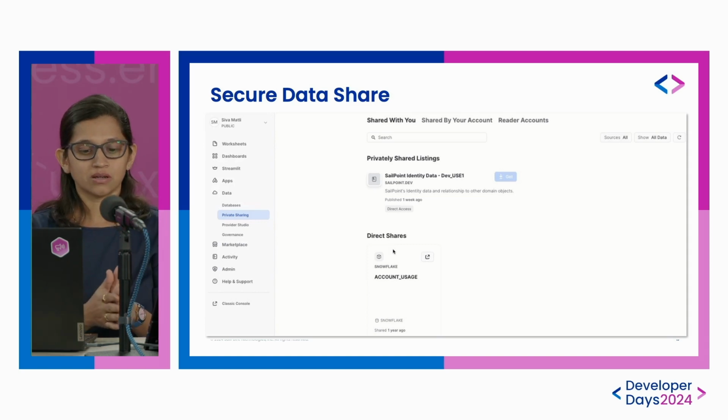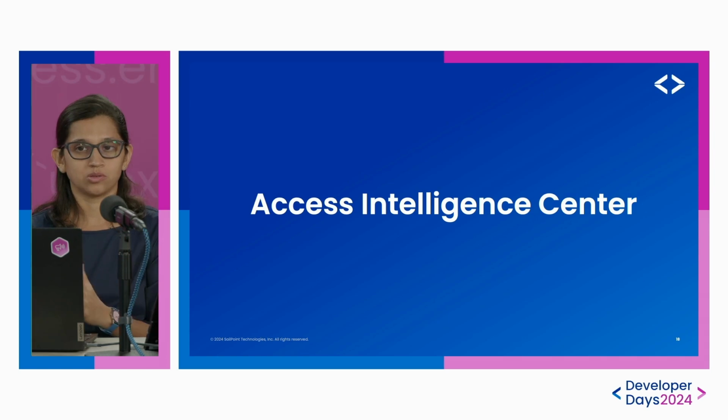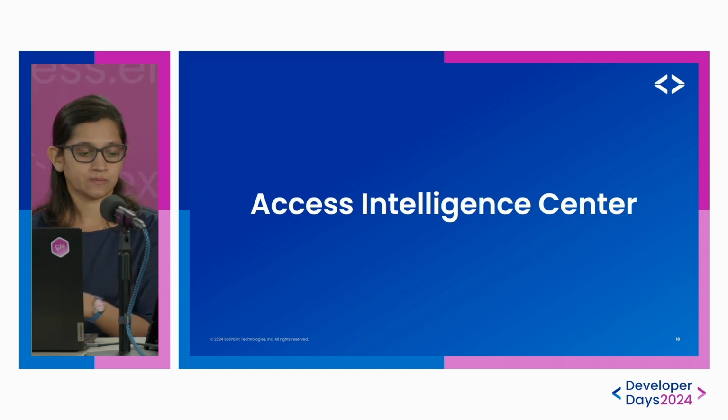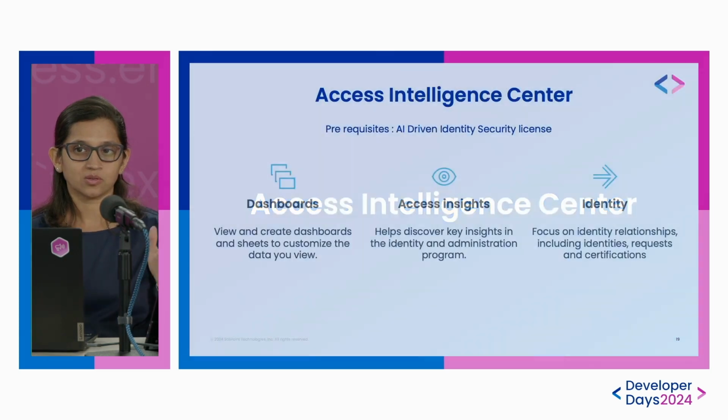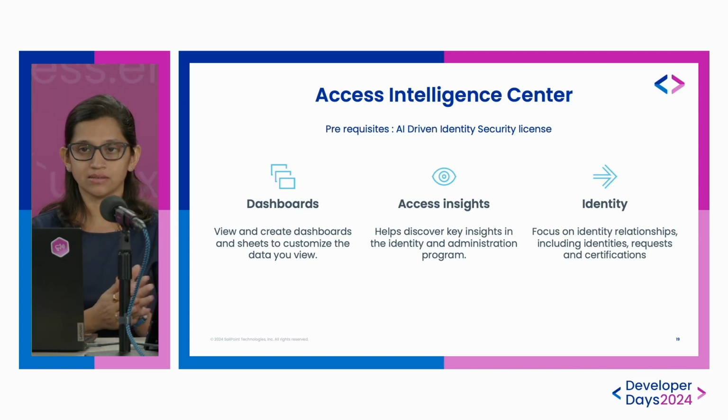But we come across organizations who may not have Snowflake, right? So what about those? For those organizations, we can use the built-in SailPoint Access Intelligence Center. So now, what is AIC? AIC is one of the add-ons you have to get, a separate AI-driven license that you have to get with ISC.